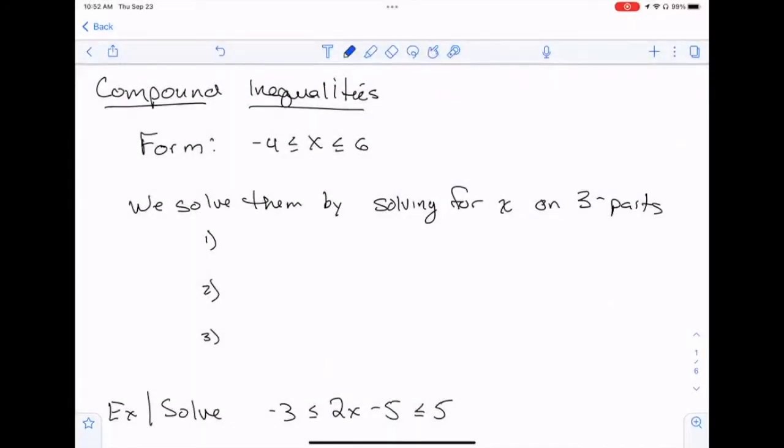Hello, we're looking to solve compound inequalities. They often come in the form of having two bounds on both sides of x. We solve them by solving for x on three parts: on the left side of the inequality, in the middle, and on the right side of the inequality.